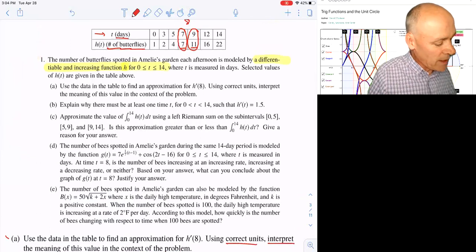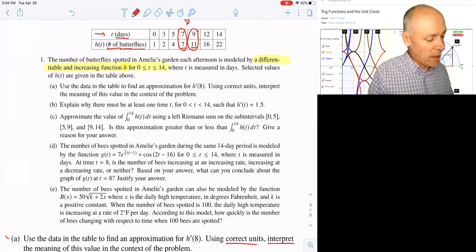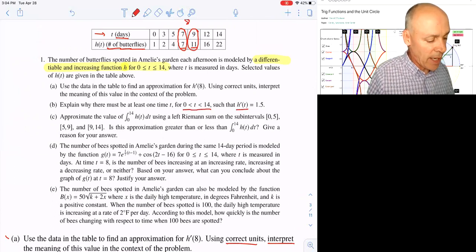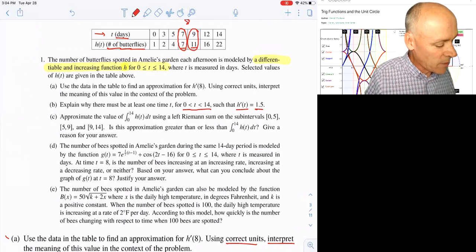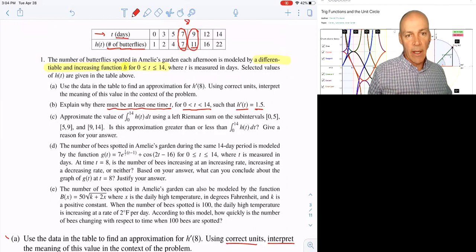Okay, part B: explain why there must be at least one time t in the open interval 0 to 14 such that h prime of t is equal to 1.5. As soon as I see "must be at least one time t," I hope that rings a bell in your head, and I hope you're thinking that one of our theorems is at play here. Well, what would be maybe good candidates for which theorems this might be?